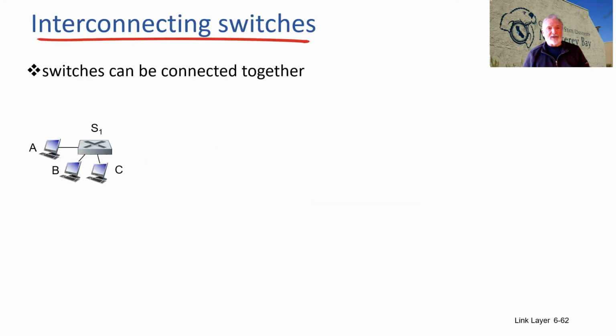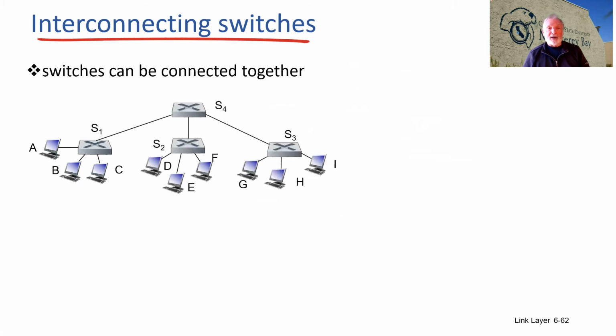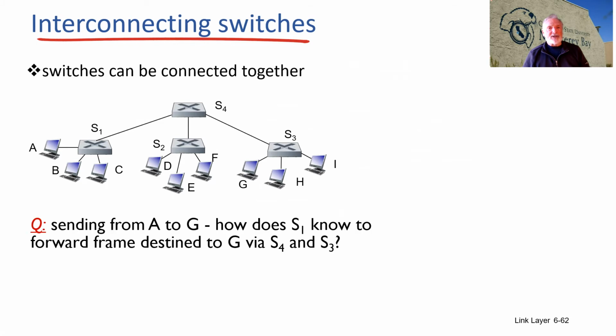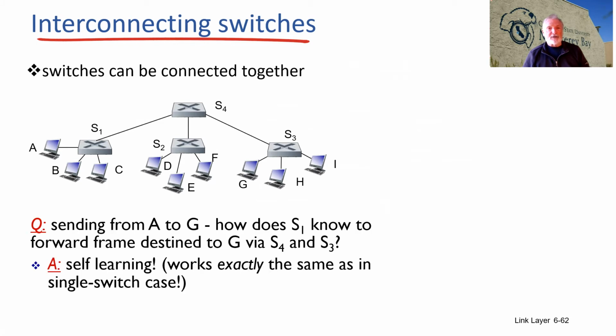What if there are not sufficient switch ports to handle all the devices in the organization? Or if the devices are too far apart, such as on a separate floor? Then additional switches can be used and they can be connected. How do these cascaded switches work? Through self-learning, just like a single switch does.